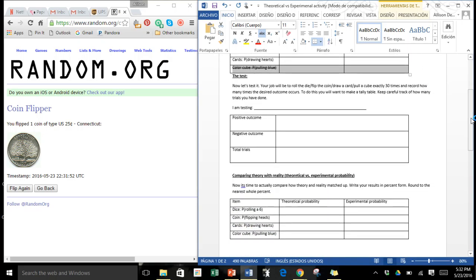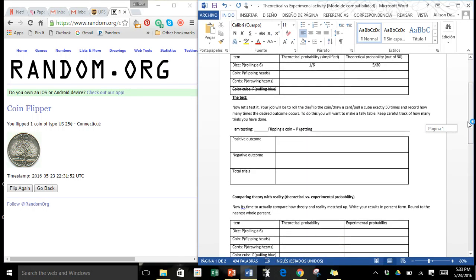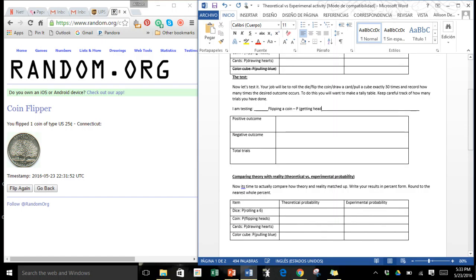So then the test. What we're going to do now is we're going to actually test it. Your job will be to roll the die or flip the coin or draw a card or pull a cube exactly 30 times and record how many times the desired outcome occurs. So I am going to test flipping a coin, and I am testing for the probability of getting, what did it say, heads or tails? Getting heads. That means a positive outcome is heads, and a negative outcome is tails.